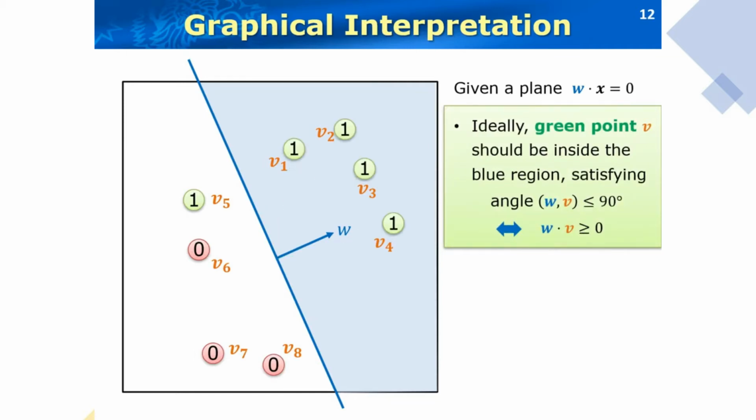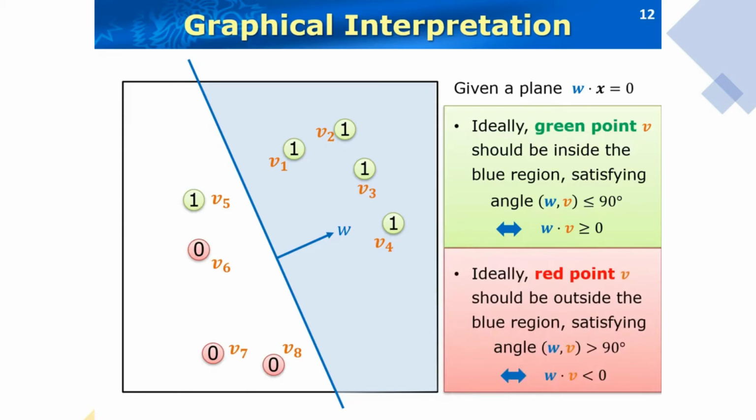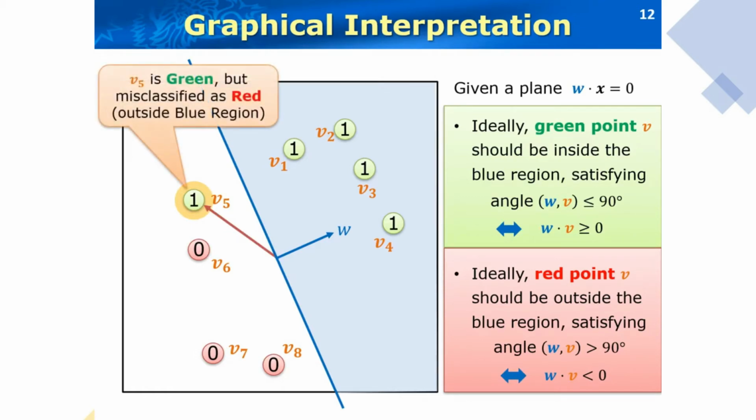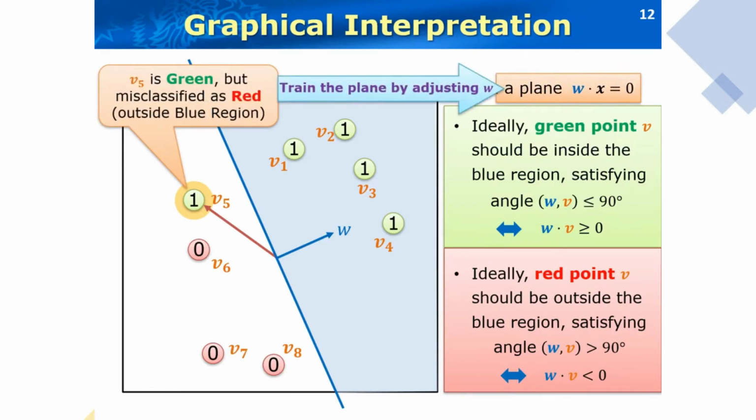For an ideal classification, we expect all the green points to be inside the blue region. That is, the angle between each data point vector v and w is less than 90 degrees. Ideally, the red point v should be outside the blue region, satisfying that the angle between w and the red v is larger than 90 degrees. However, in this example, there is a misclassified point v5. Therefore, we are going to train the plane by adjusting its coefficient w. We next study how to update the plane by adjusting the weights and the bias values.